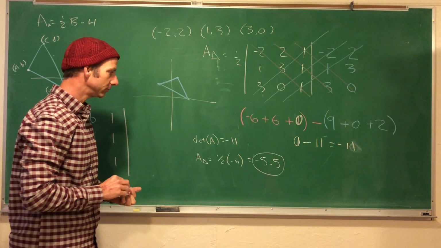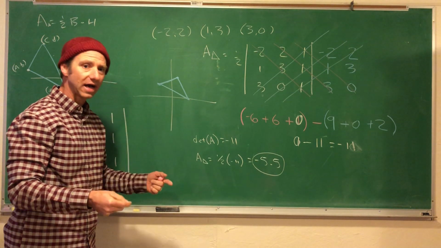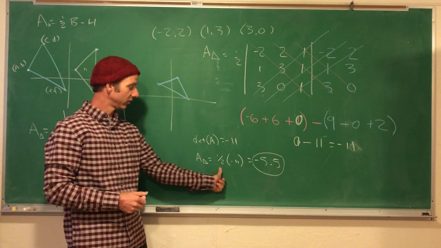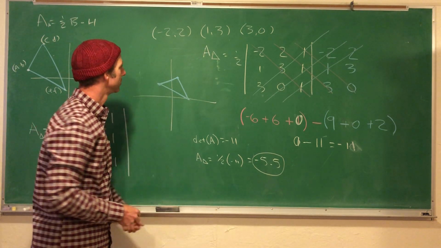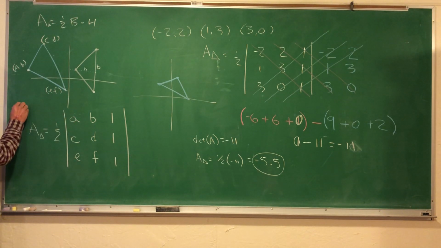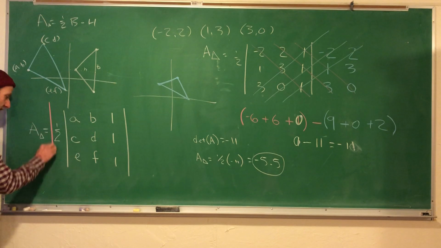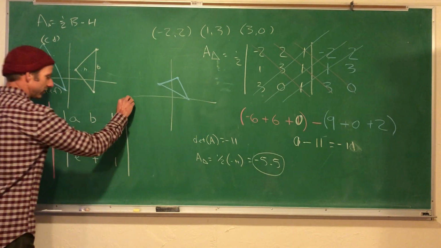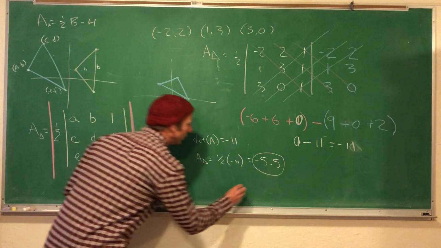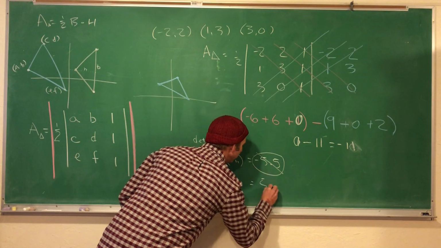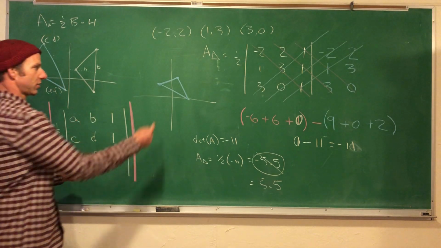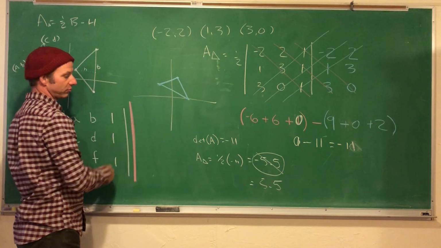We done? No. Can you have a negative area? No. The area of a triangle is the absolute value of this. So I really need to go back to this guy here. I need to really put an absolute value around this, okay? Like that. So then my area instead is 5.5. Okay? So the area of this triangle right here with these coordinates is 5.5 units.